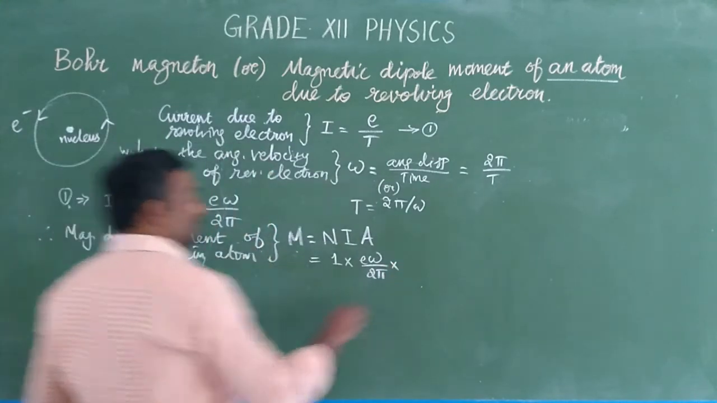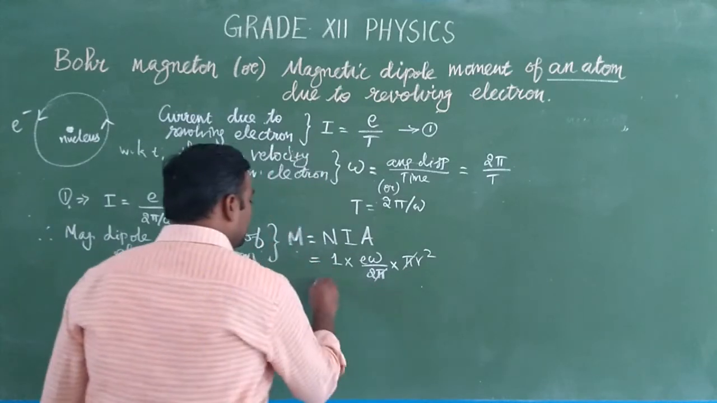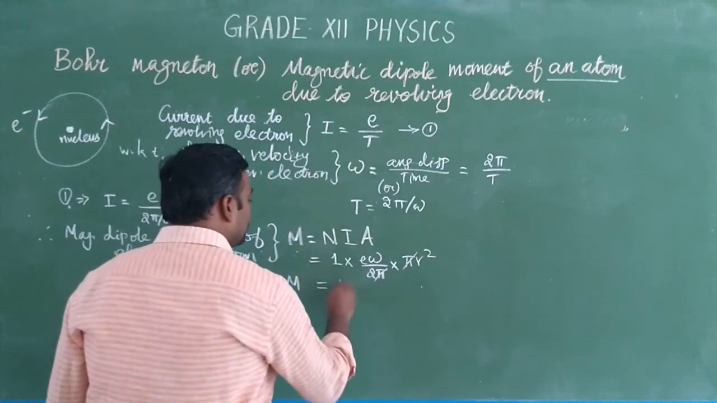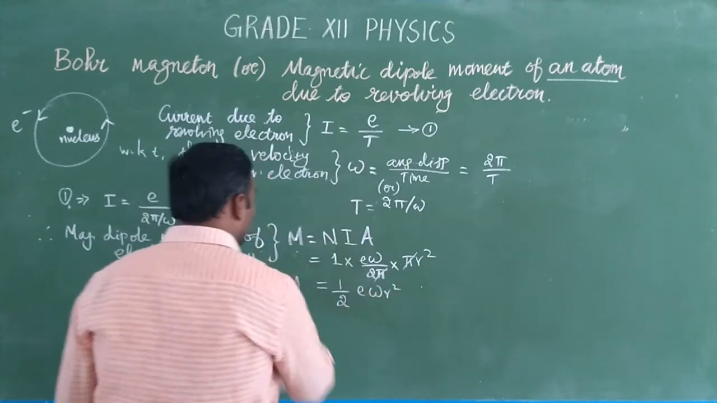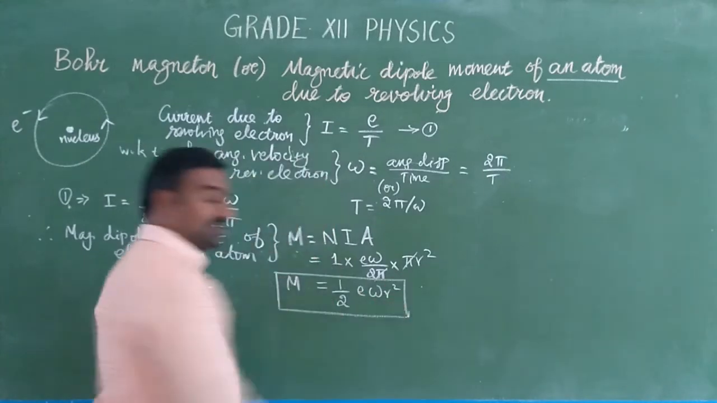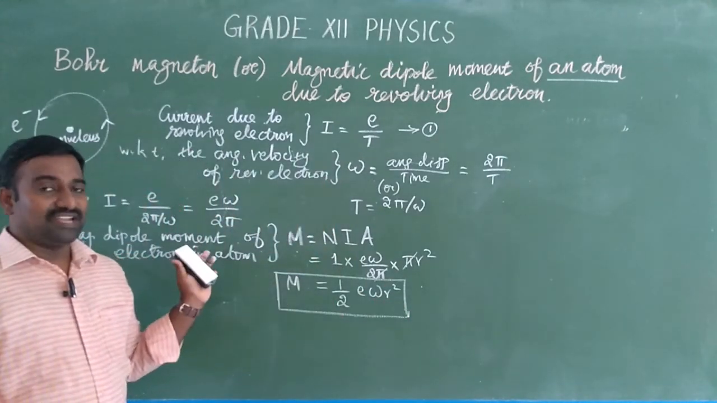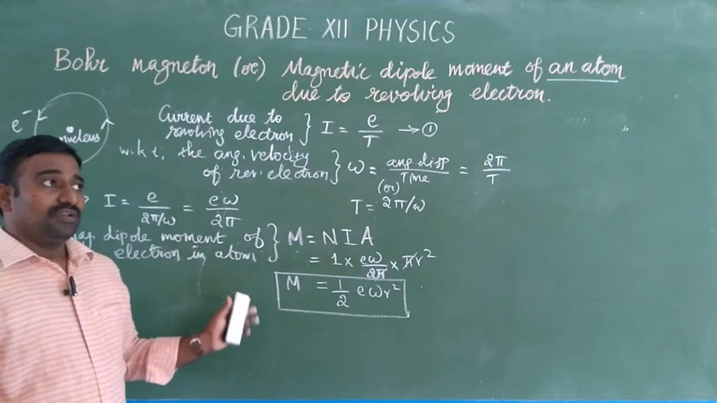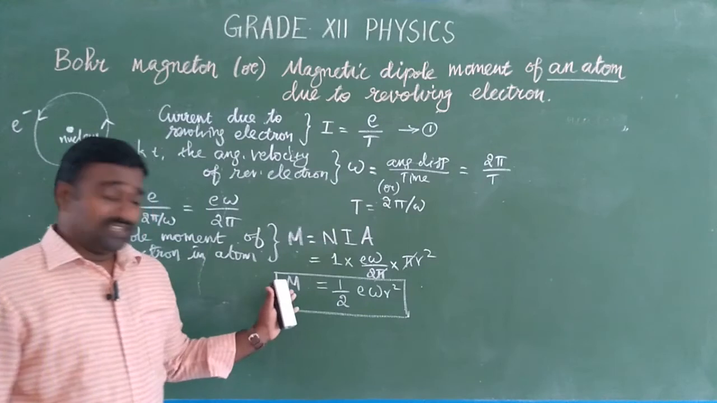For a circular area, what is the formula? That is pi r square. So pi cancels, and the magnetic dipole moment is 1 by 2 into E omega r square. So this is the magnetic dipole moment of an electron in an atom, the electron that is revolving around the nucleus. Okay, so we have found this.